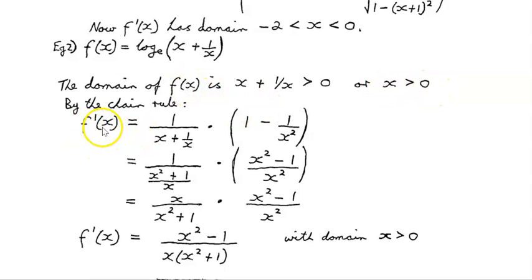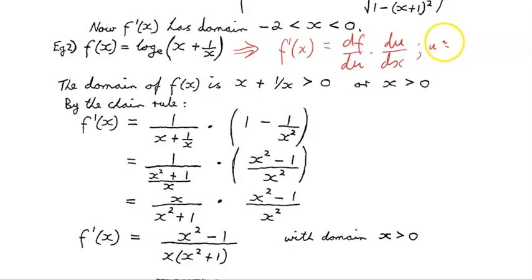By the chain rule, f prime of x is df du times du dx, where we've set u equal to x plus 1 on x. So f dash of x becomes df du. We call this in the parentheses u, and then we differentiate u with respect to x. That gives us the final derivative.